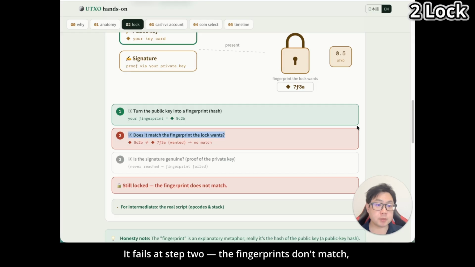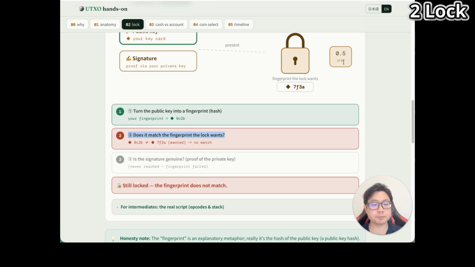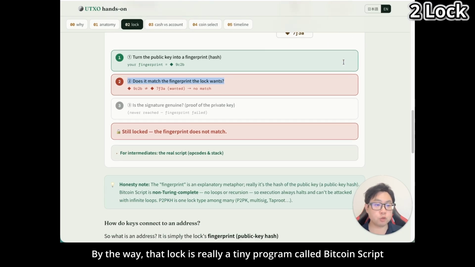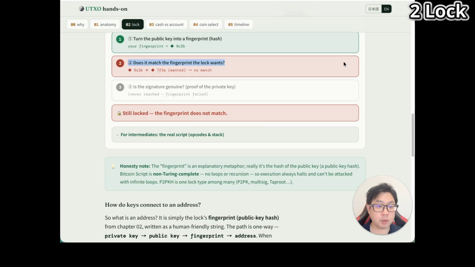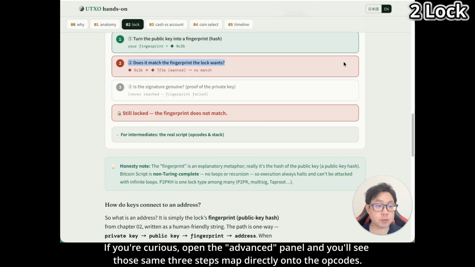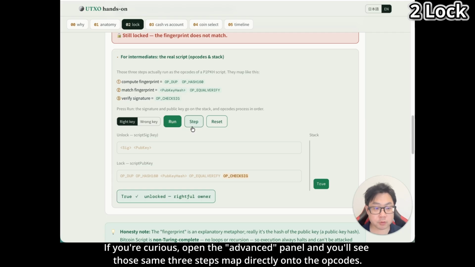The fingerprints don't match, and the lock stays shut. Only the person who truly holds the private key can open it. By the way, that lock is really a tiny program called Bitcoin script, with no loops or recursion. If you are curious, open the advanced panel and you see those same 3 steps map directly onto the opcodes.